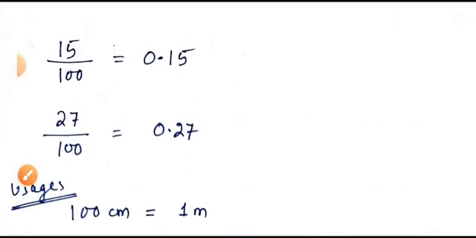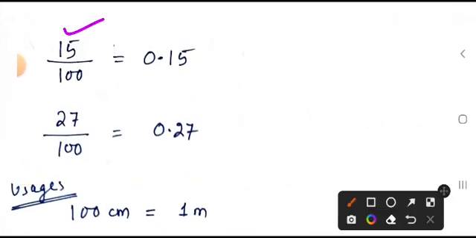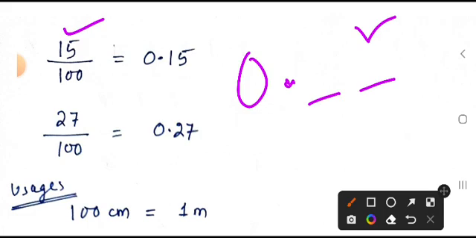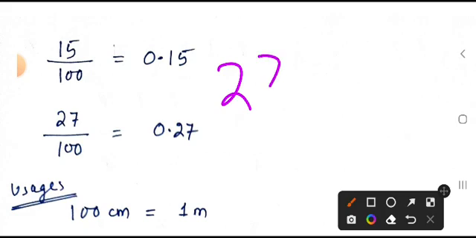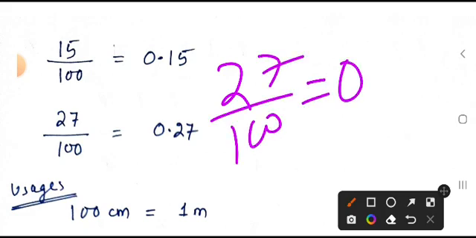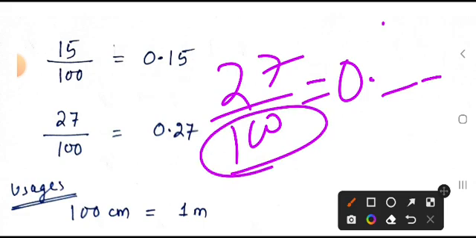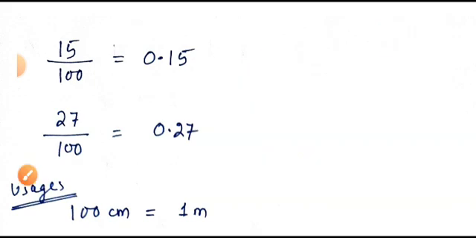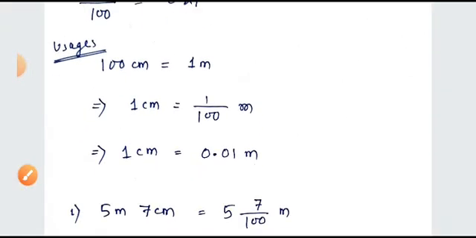suppose we have 15 upon 100. Now we have two digits, so we will write that 0 point, and this is tenths, then this is hundredths place, it will go up to the hundredths place, so 0.15. And likewise, suppose we have 27 upon 100, 0 point, here there is 100, so it will only cover up to the hundredths place, so 27 will be written in this manner, 0.27.